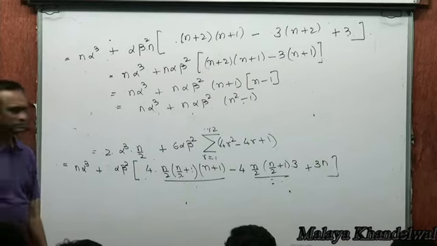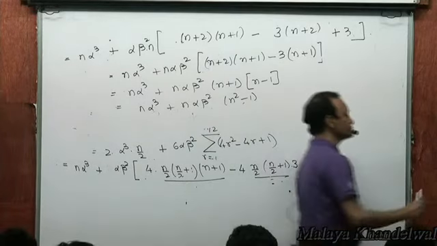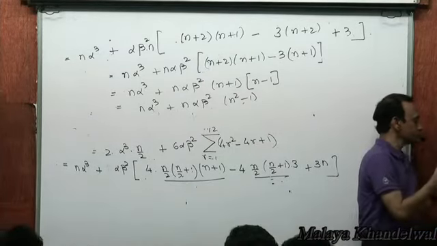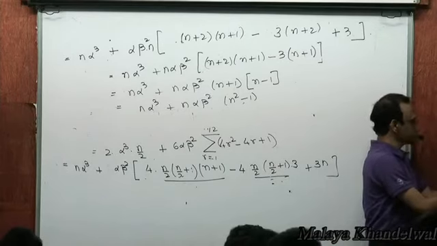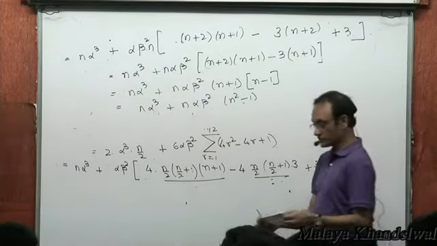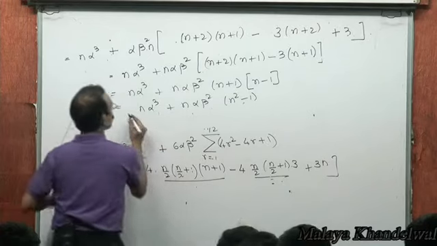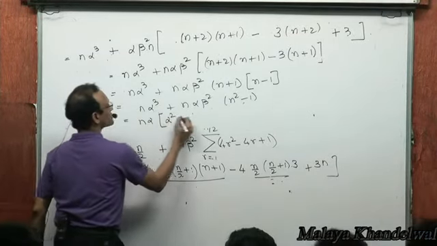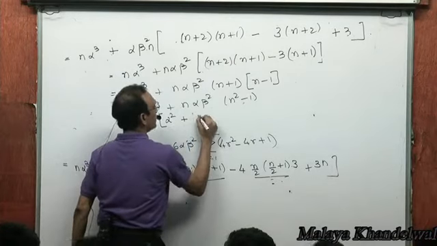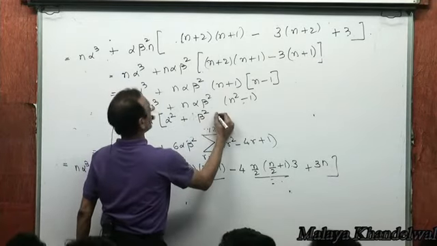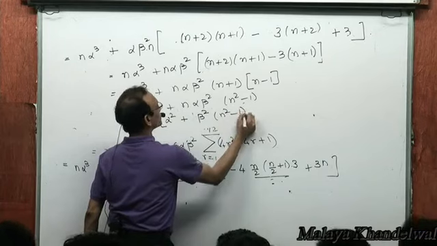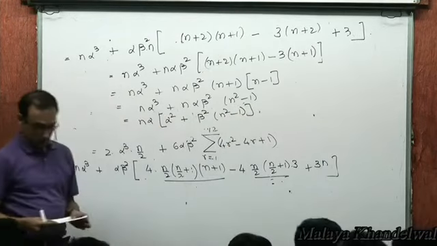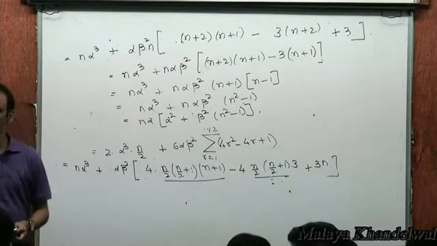Clear? No, n is not missing. It's fine. You can take n common from this, n alpha common from this. So alpha squared plus beta squared into n squared minus 1. Where is it missing? Where is it missing?